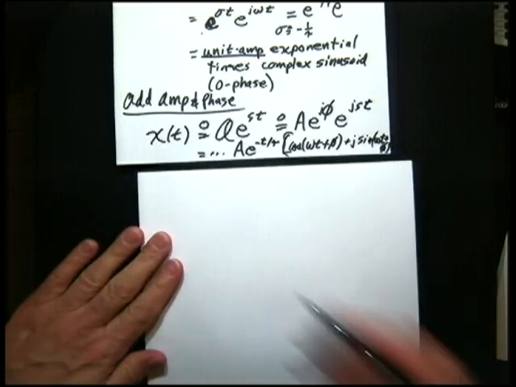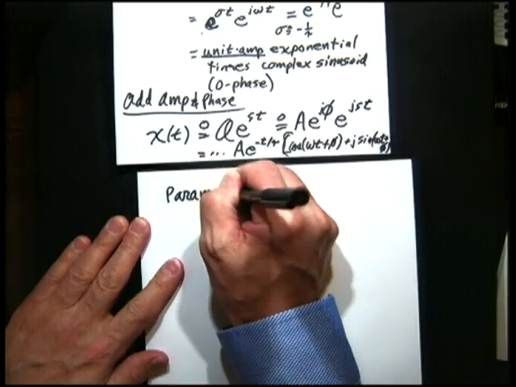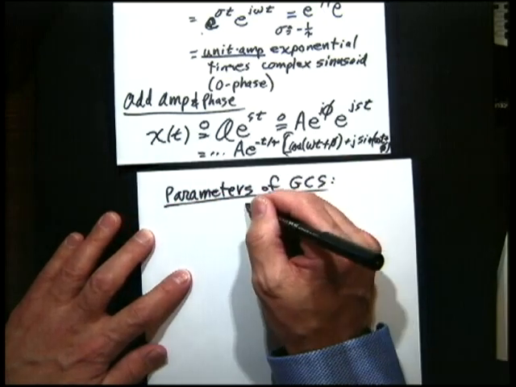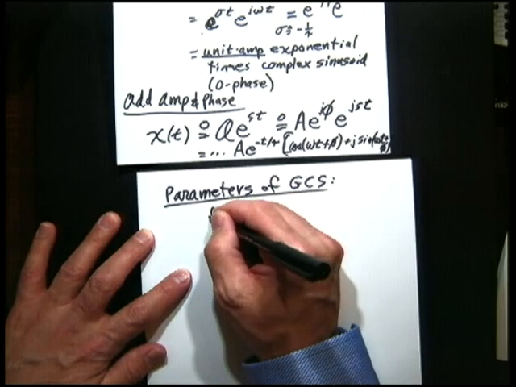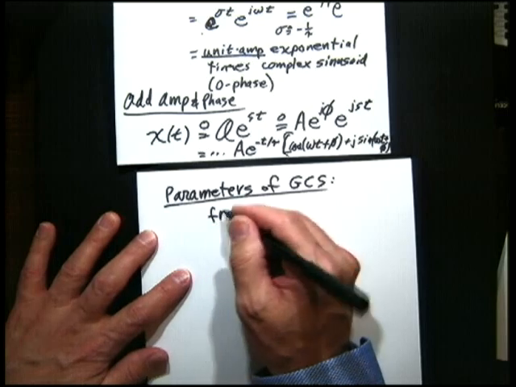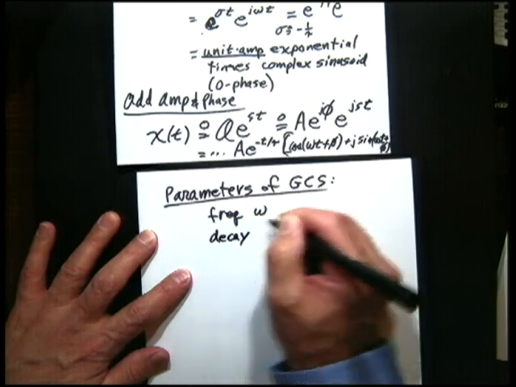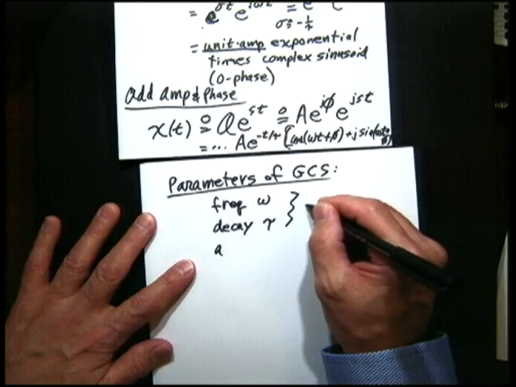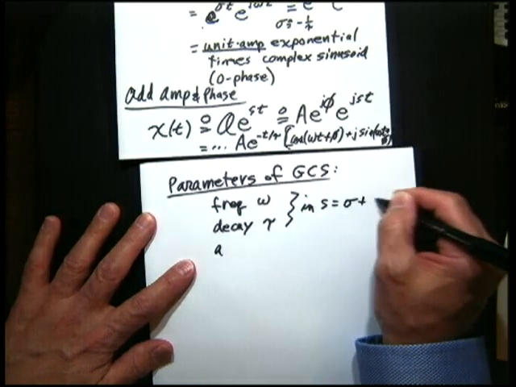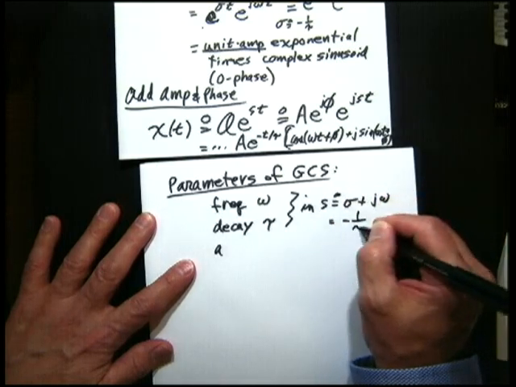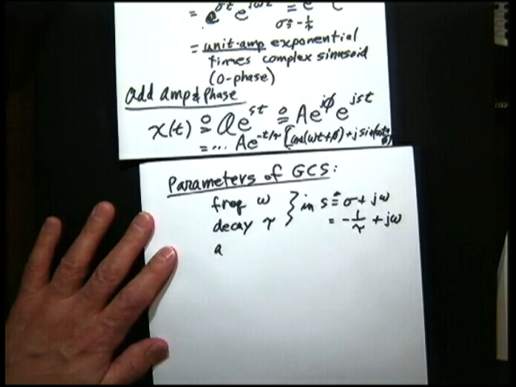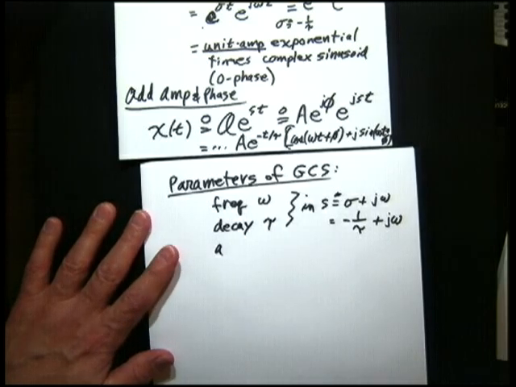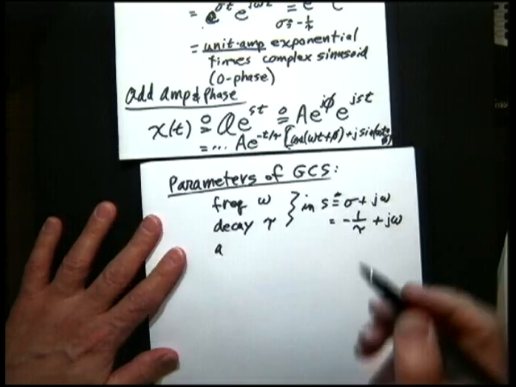So one point, so what are the parameters? The parameters of the generalized complex sinusoid are the frequency omega, the time constant of decay tau, and these are in S. S equals sigma plus j omega, which is equal to minus 1 over tau plus j omega. So sigma we can think of as the rate. It's the exponential decay rate, and minus 1 over that is the time constant. So those are two parameters.